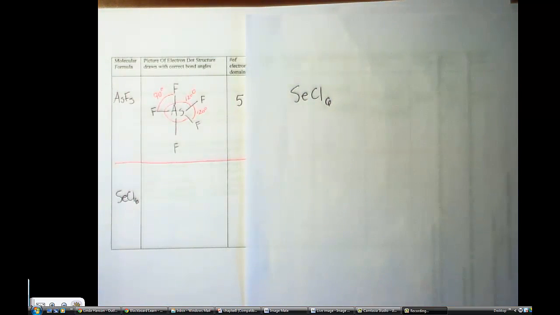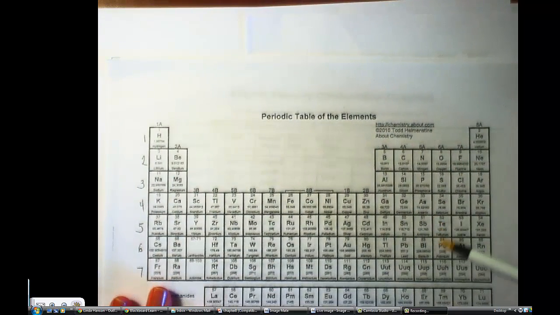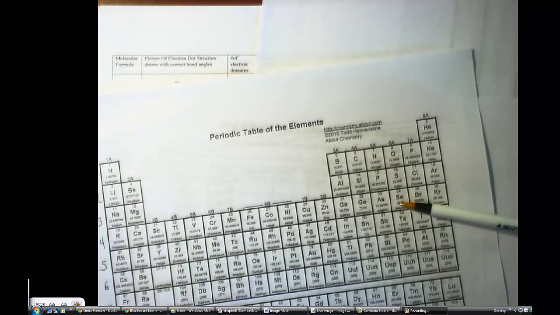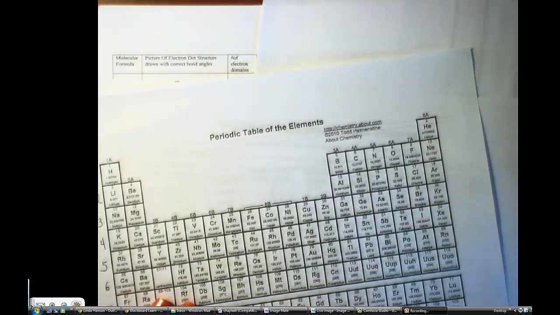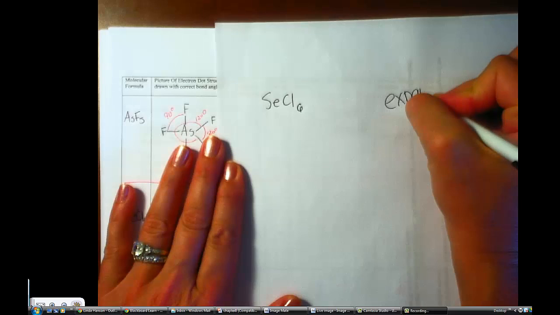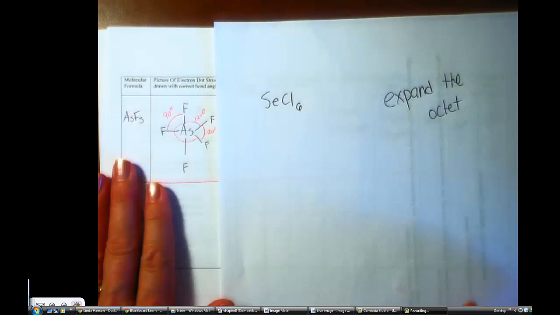Selenium, find my periodic table, selenium lives here in group 6. So it has 6 valence electrons. And we're attaching back to that chlorine, which has 7 valence electrons. The least electronegative, the one that we have just one of, will be selenium. It will serve as our central atom, and we need to attach all those chlorines back. So you can see we're going to expand the octet in our last example as well, pulling from a 6 domain.